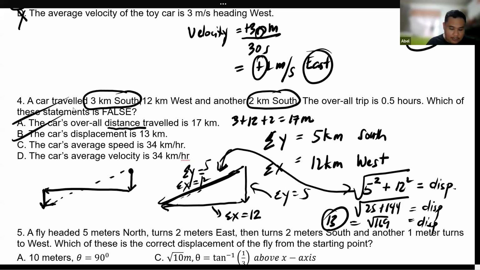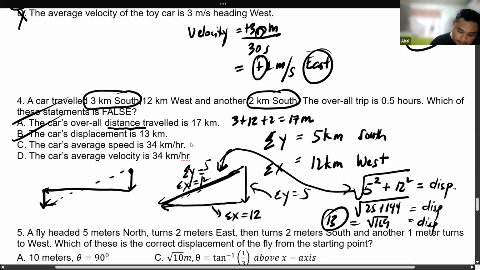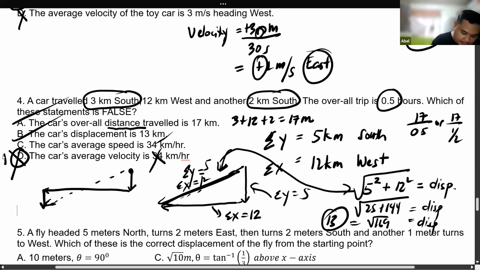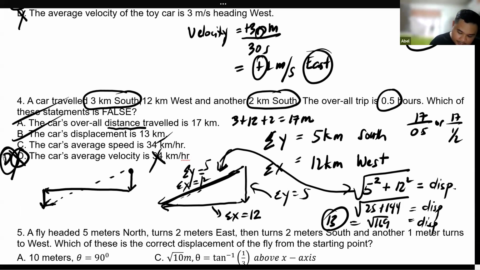So how about the car's average speed? Car's average speed is 17 divided by 2. That would be 17 divided by 0.5, right? 17 divided by 0.5, or 17 divided by 1/2. That's 34 kilometer per hour. And so this one is wrong. Why is this one wrong? So the answer is letter D, right? The answer is letter D here, simply because instead that would be 13 divided by 0.5 is 26 kilometer per hour. Okay, so the answer here is 26 kilometer per hour, not 34 kilometer per hour.